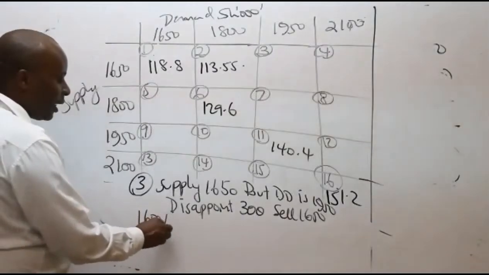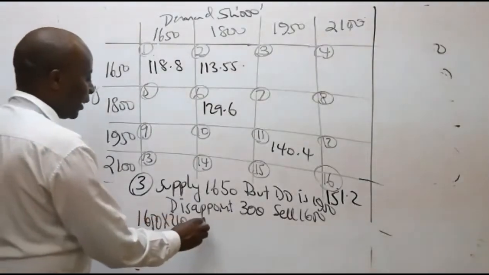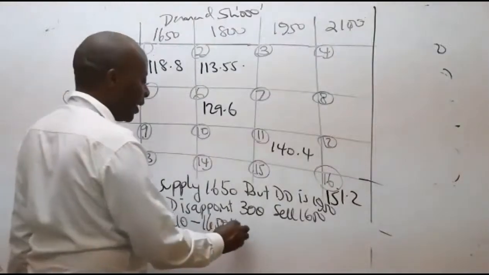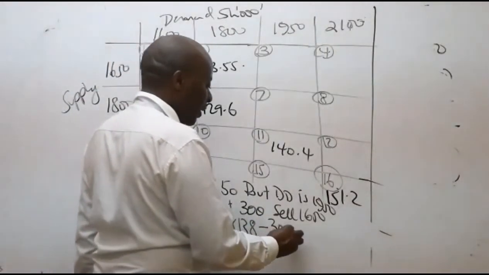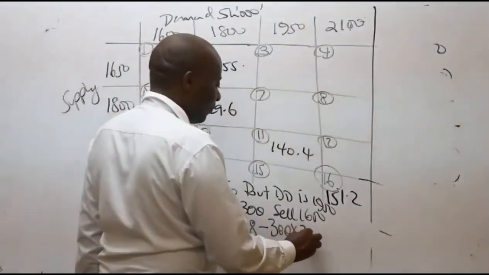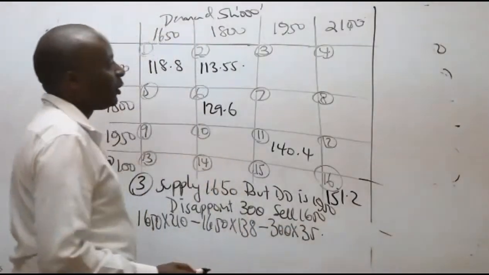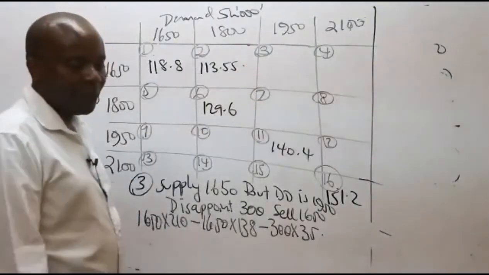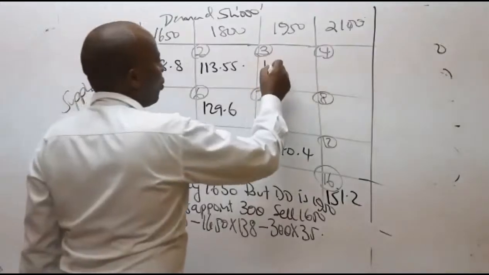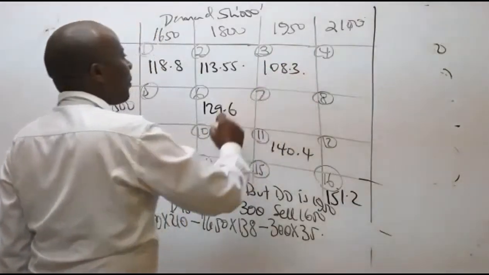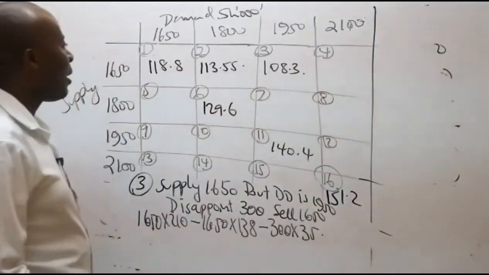1650 times the 210 minus 1650 we have supplied times the 138 minus the opportunity cost of the customers who will be disappointed, 300 times 35. So could you kindly give me something to write here? Number 3. So 108.3. So now I expect you to get for cell number 4.